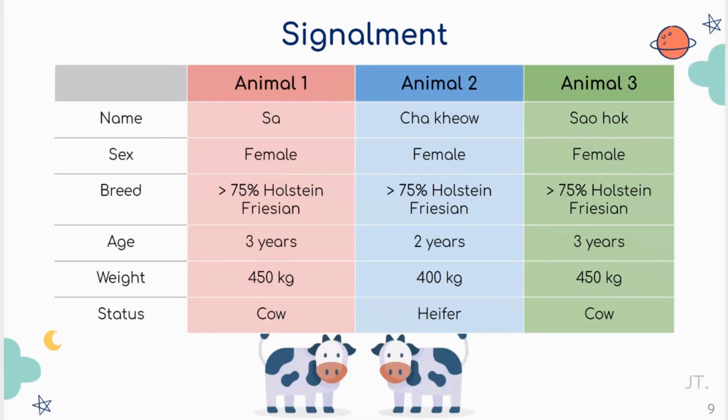Sa, Cha Kiao, and Sao Hok are female Holstein Friesian, varying in age from 2 to 3 years, and Cha Kiao is a heifer.